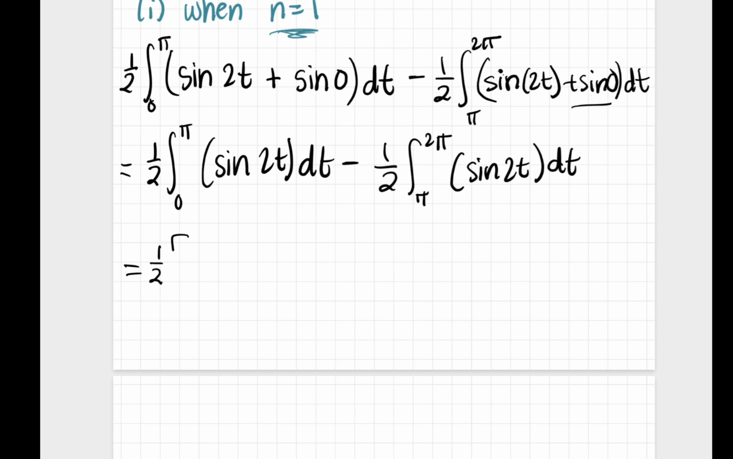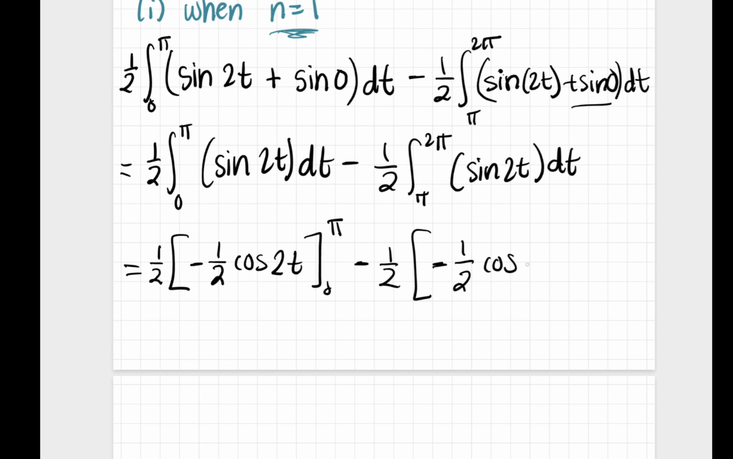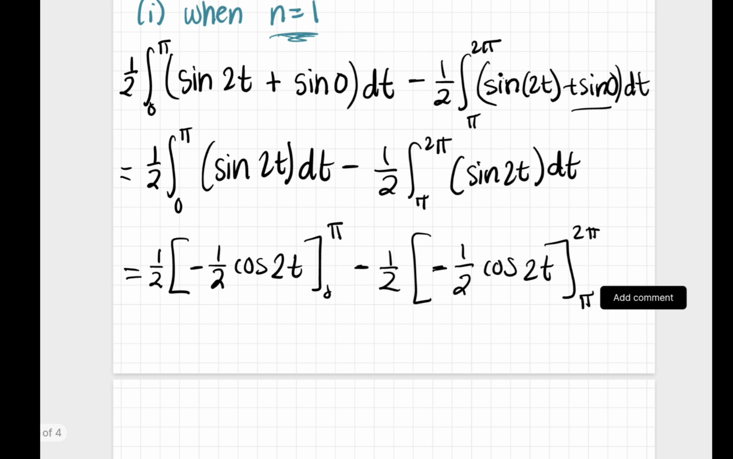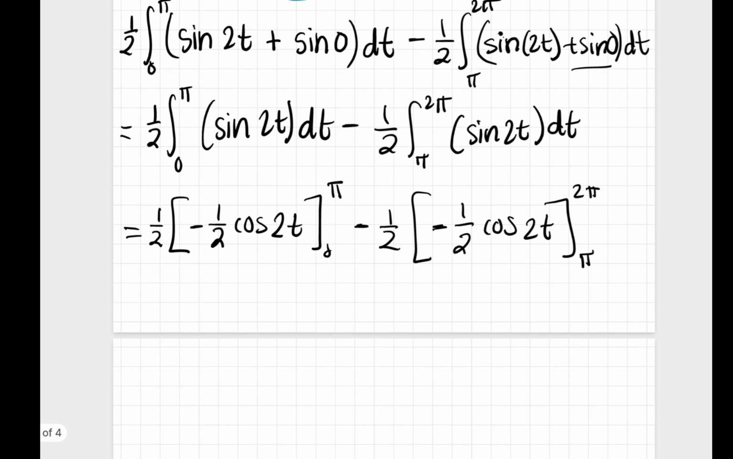So we get 1/2 times minus 1/2 cos of 2t from 0 to pi, and minus 1/2 times minus 1/2 cos 2t from pi to 2 pi. And if you don't know how to do this, I suggest you go back and watch some of my previous videos on how we solve these, because it will really help, since in this problem you must know how to integrate and differentiate trigonometric functions, mainly sine and cos.